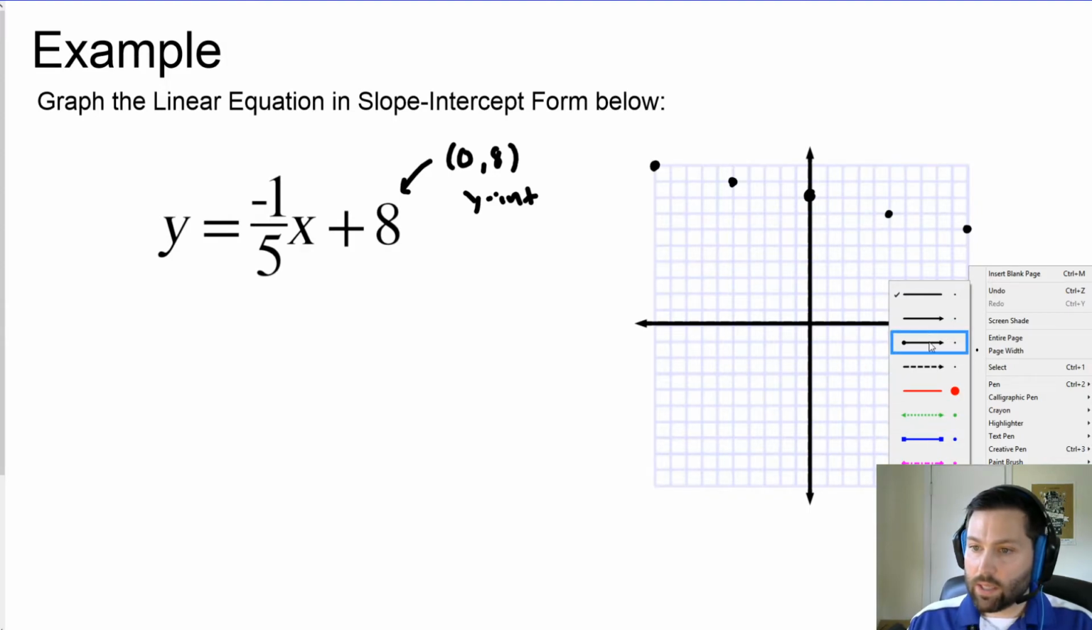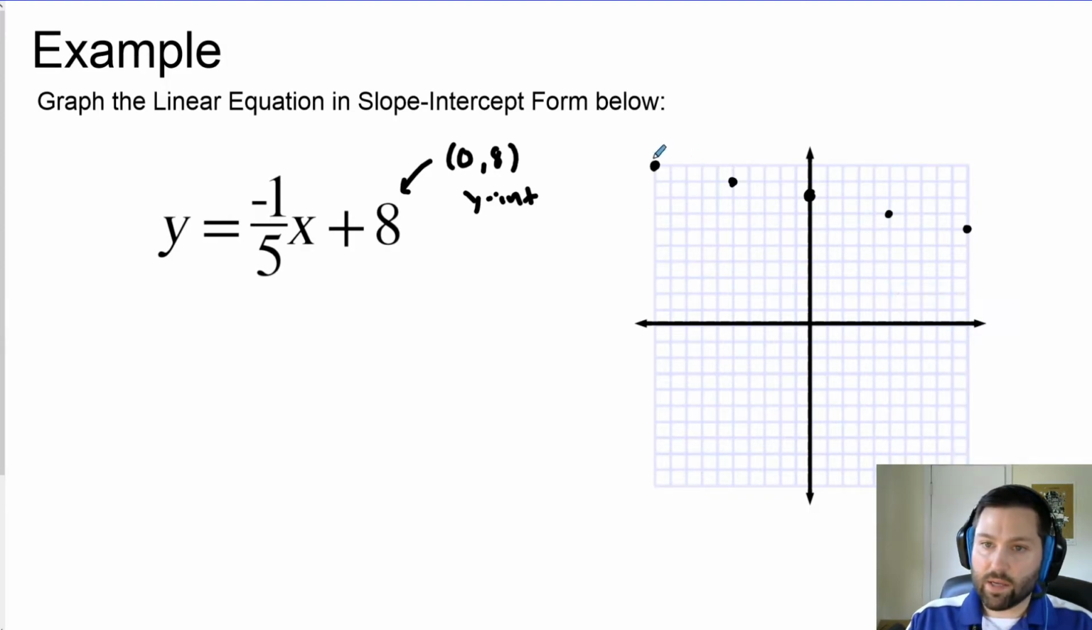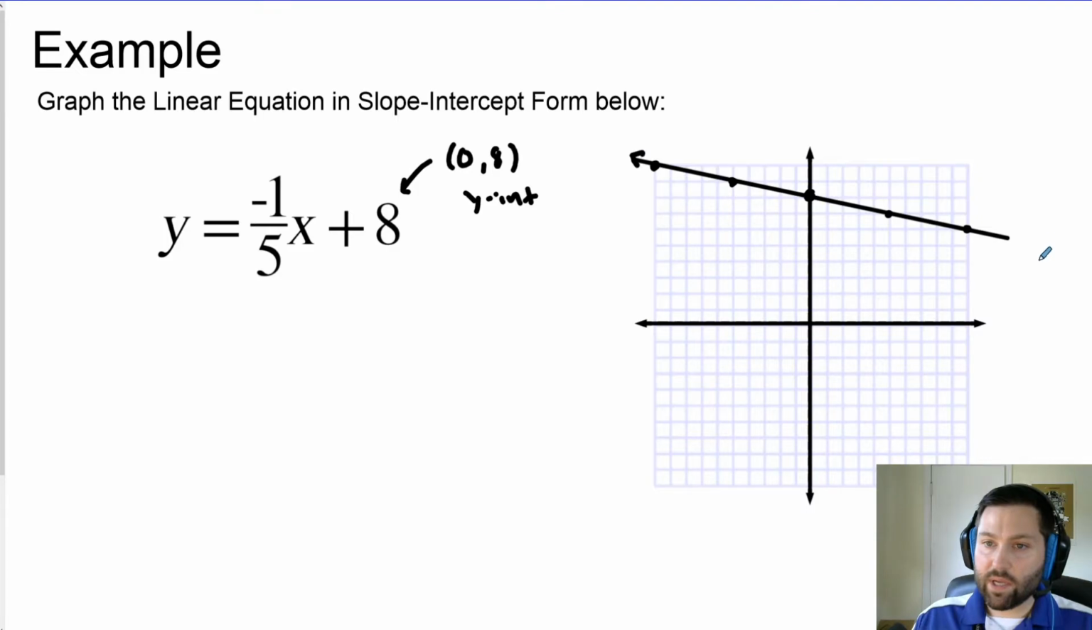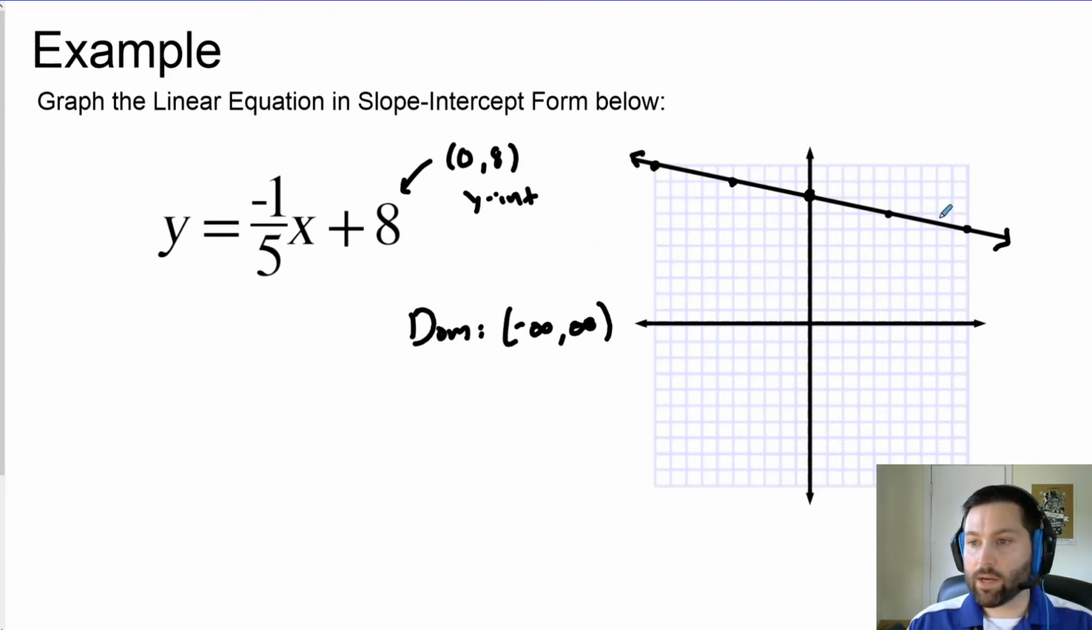And I'm just going to use the black line here. I want to be as precise as possible, and trying to sketch it by hand is not going to be precise for me. So then I'm going to just attach arrows on the end. The reason that we're doing this is very important. That's because the domain of this graph is negative infinity to infinity, meaning it goes on forever. So you need arrows on the end.